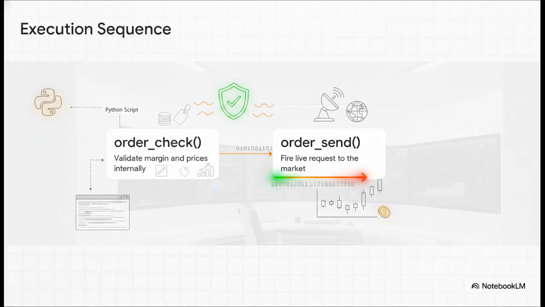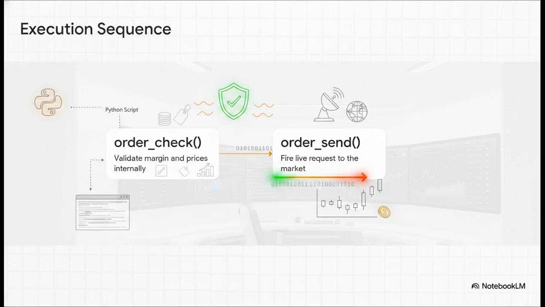The golden rule here: we never, ever blindly send an order to the broker, period. We use a rigorous two-step execution sequence. Step 1 is MT5 order check. Think of this as your built-in safety net. It simulates the trade internally within the terminal, validating your margin, checking the price, making sure the volume is allowed, all before a single byte of data goes to your broker.